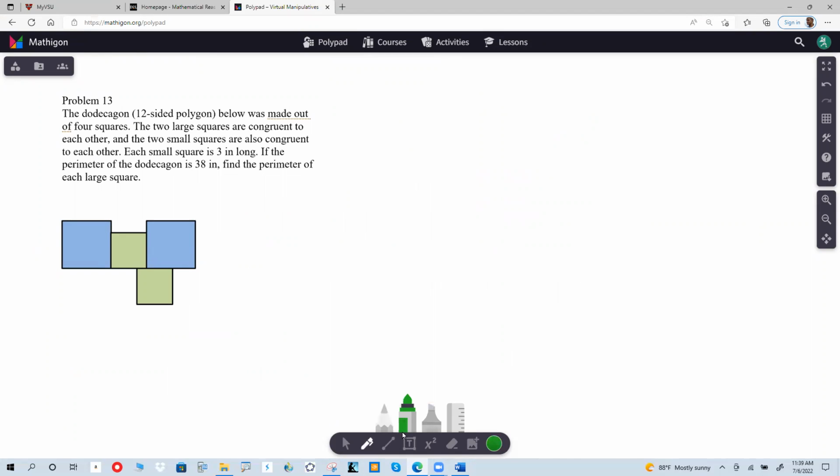Now, let's read the question first. The dodecagon. Is it a dodecagon? Dodecagon means it has 12 sides. Let's count: 1, 2, 3, 4, 5, 6, 7, 8, 9, 10, 11, 12.